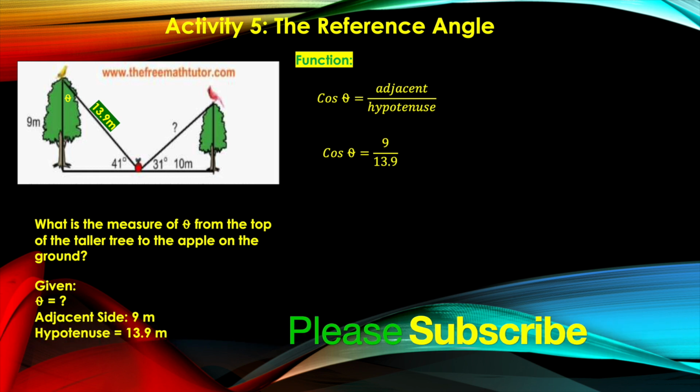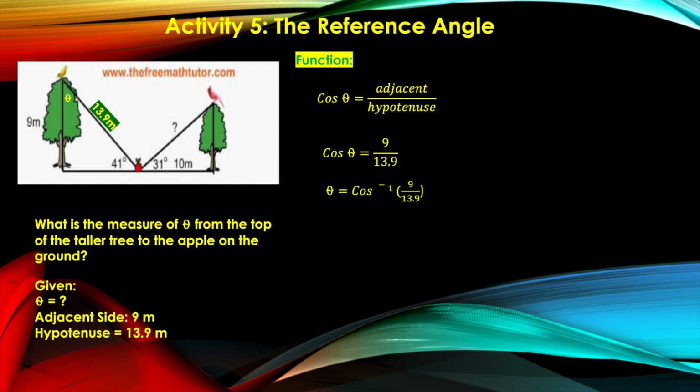Now, when we are solving for the reference angle, we are not using the main functions of the 6 trigonometric functions. We are using the second function of these main functions. So for cosine, we are using cosine to the power -1. So finding the value of theta here would be equal to cosine to the power -1, which is the second function of cosine, parentheses 9 divided by 13.9.